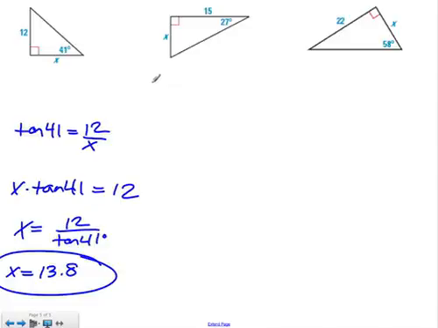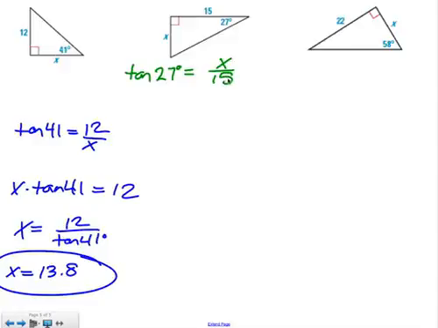Sometimes I have little handwriting issues here, but it's okay. Over here we'll have the tangent of 27 degrees. Let me try that again. Maybe if I switch colors to something green, this will work out better. The tangent of 27 degrees is going to equal x over 15.